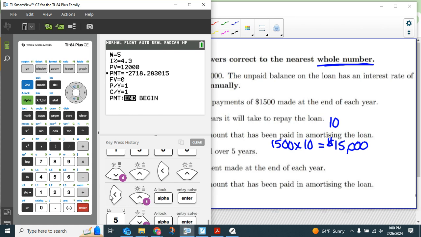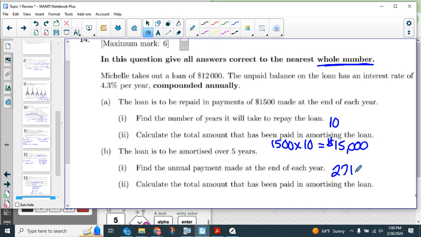Okay, so now her payment at the end of each year will be $2,718. We still need it to the nearest one. Yes, right. It says in this question, give all answers, so that means everything involved with this question, to a whole number.